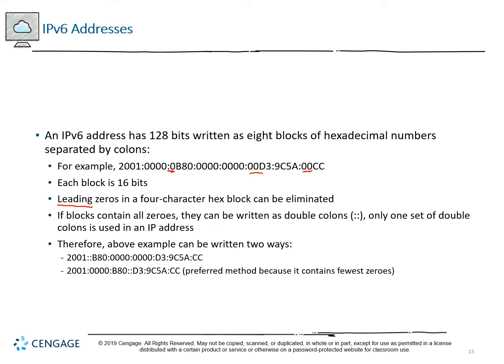Another thing is, if a block contains all zeros, we can do one of two things. We can either eliminate all the leading zeros and make it easier to read, or we can use the double colons.